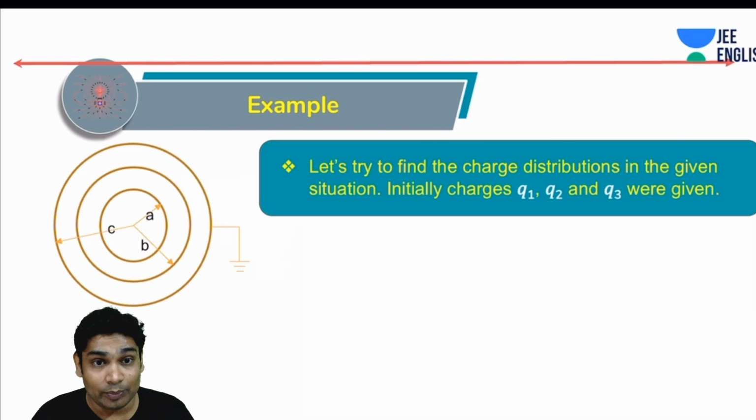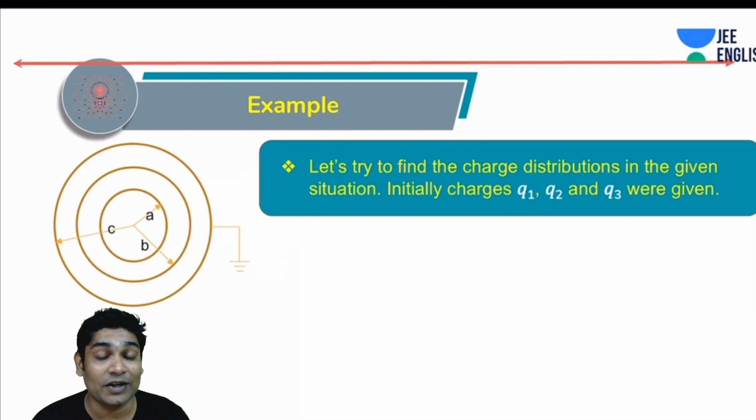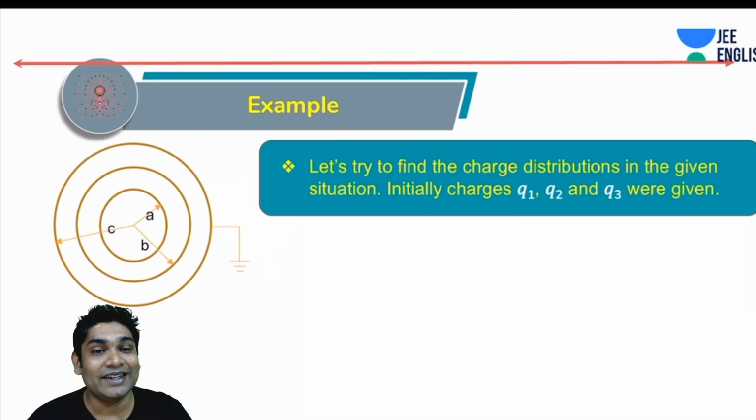Next, let's take up an example. In this example, you've been told that there are three spheres of radii a, b, and c, and they are given charges of q1, q2, and q3. Find the charges appearing on all the surfaces if the outermost shell is earthed. As always, we start with the innermost shell. I know that the inner surface of this shell will get 0 charge. And what is the total charge it had?